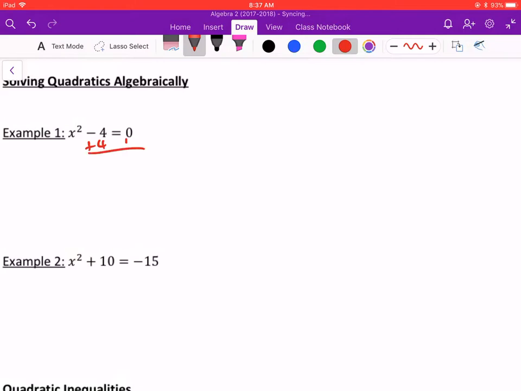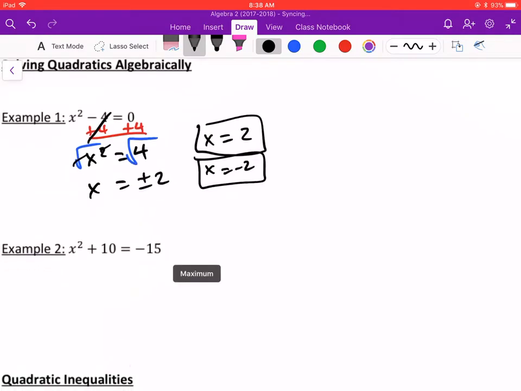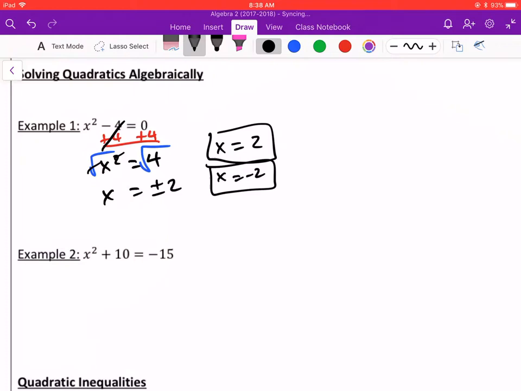The way to do that is we want to get rid of that -4, so add 4 to both sides. I'm left with x squared equals 0 plus 4, which is 4. Then get rid of that square by square rooting. If I square root both sides, you're left with x equals the square root of 4, which is 2, but don't forget you have a plus and minus 2. So you do have two answers: x equals 2 and x equals -2. Pretty straightforward like that.